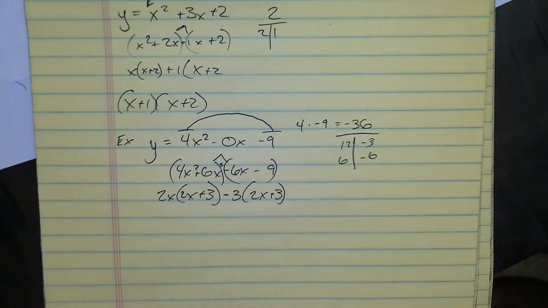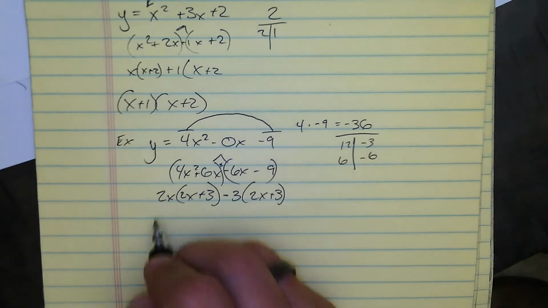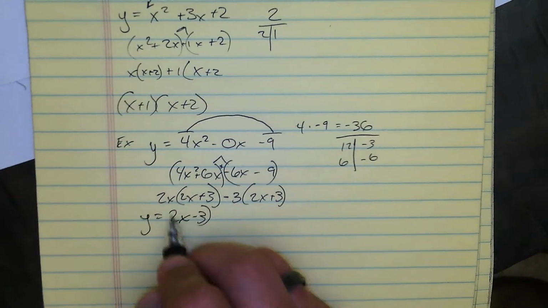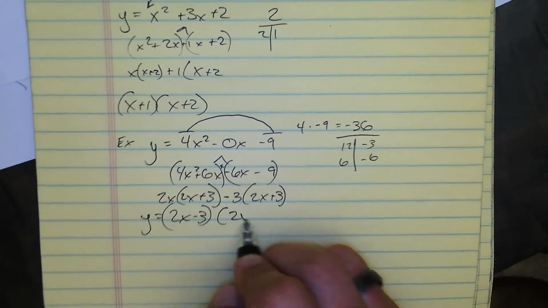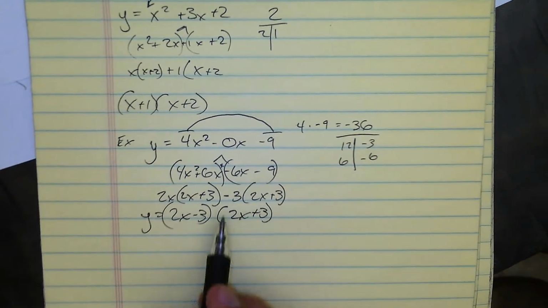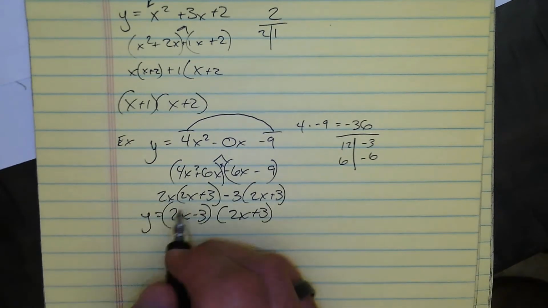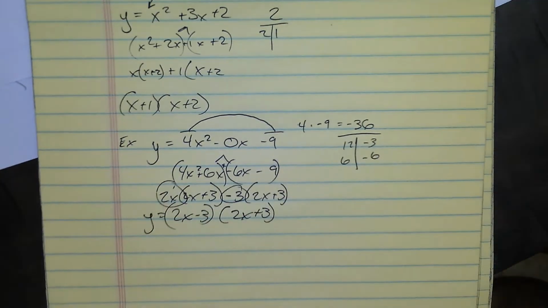Now you see how the groups are both the same. So our factors now will be y equals 2x minus 3 times 2x plus 3, where one of our factors comes from the group and the other factor comes from what's left over.